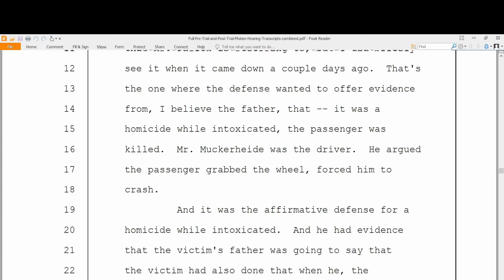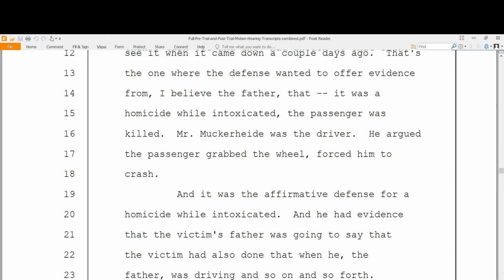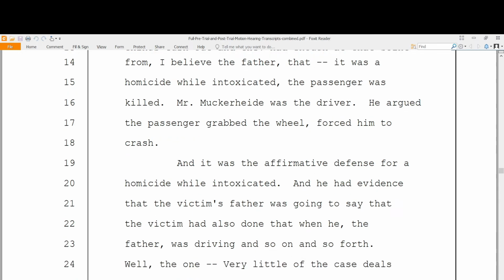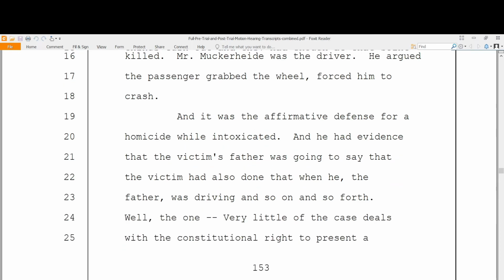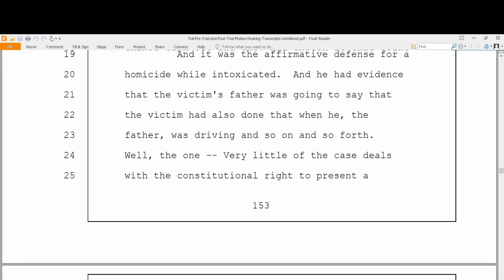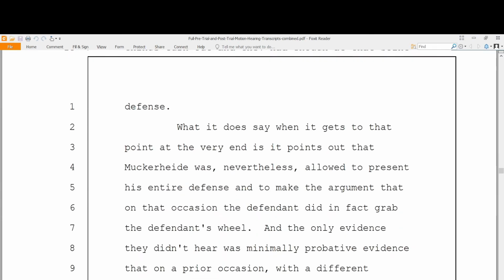Mr. Muckerheide was the driver. He argued that the passenger grabbed the wheel and forced him to crash. And it was the affirmative defense for the homicide while intoxicated. And he had evidence that the victim's father was going to say that the victim had also done that when he, the father, was driving, and so on and so forth.